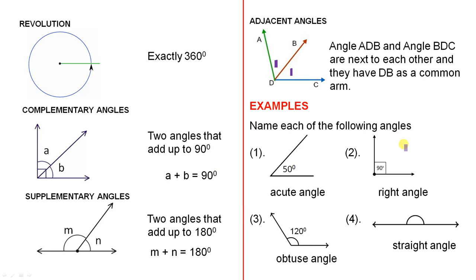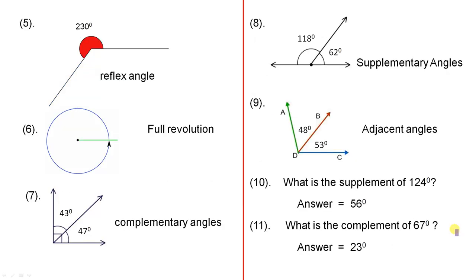Let's have a look at some examples here. Name each of the following angles. Here's the first one. We saw earlier 50 degrees is an acute angle. We also saw that this angle here was a right angle. 120 degrees is an obtuse angle. This one here on a straight line is called a straight angle. Over here, 230 degrees is an example of a reflex angle. This is a very clear diagram here showing us a full revolution.